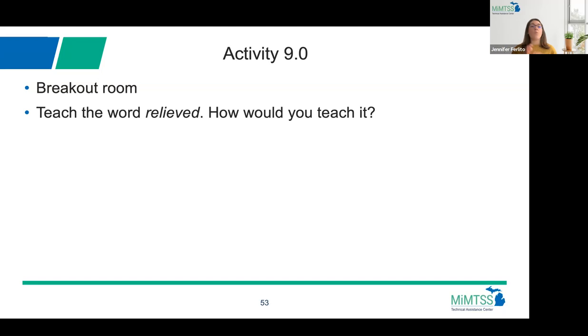So we're going to go into a breakout room and we're going to teach a vocabulary word, and we are going to assume that the teacher has chosen a high quality text. And we are going to assume that we have followed all of the requirements in a good read aloud lesson. So we are going to go into breakout rooms and we're going to teach the word relieved. So before I tell you how to teach a vocabulary word, I want you just to give your best effort. You don't necessarily have to run a lesson plan, but when you're in your group, talk about what elements you would choose when teaching a new word. Okay. And so I will send you to breakout rooms to teach the word relieved, and we'll come back in about 4 minutes.